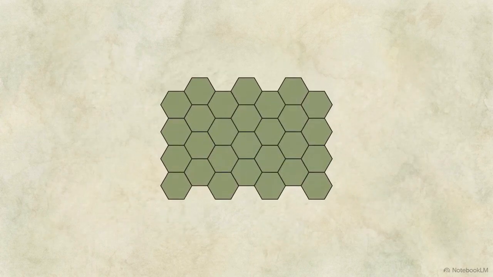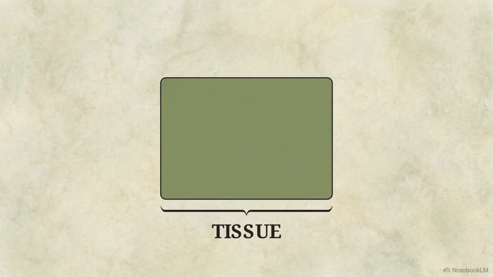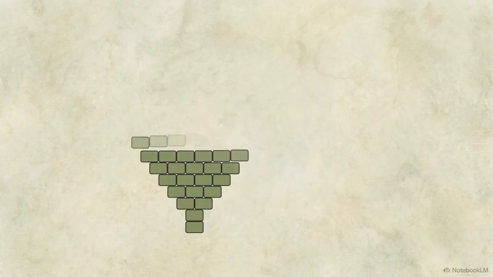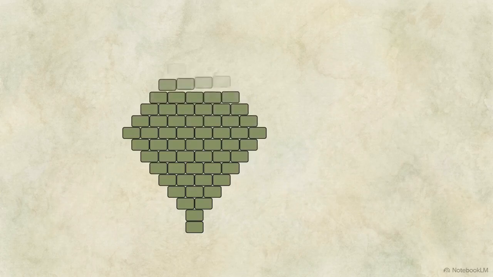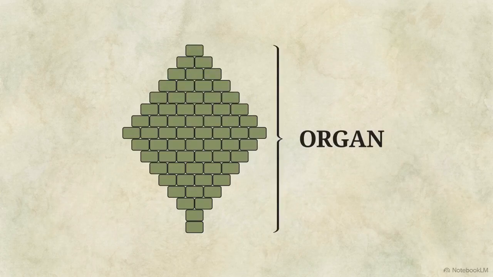Notice how identical cells aggregate together to form a single uniform block. In botany, we define a tissue as a group of cells that share a common origin and work together to perform a highly specific function. They lock together like structural bricks to build the plant's organs.